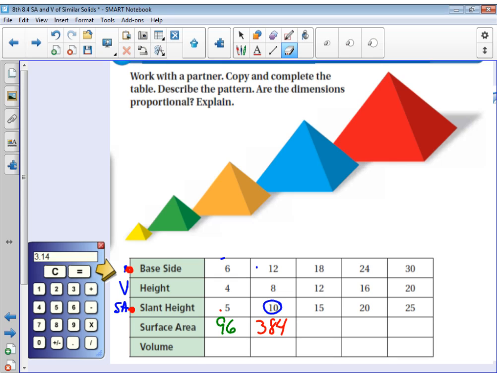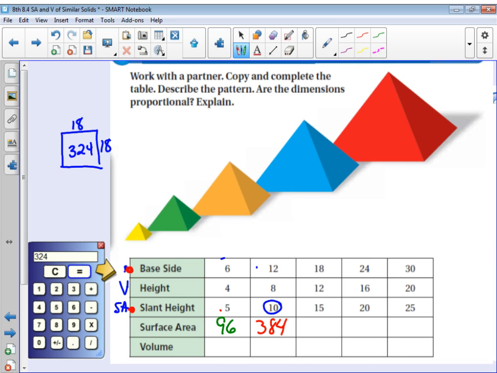All right, so let's do the next one. The next one I have, we've got a dimension for the base of 18. So I have my square that's my base. It is 18 by 18. Okay, and I'll just figure the area of that right now. 18 times 18 gives me 324.